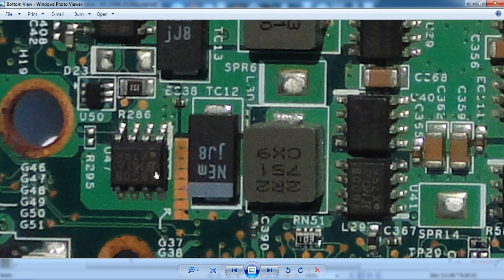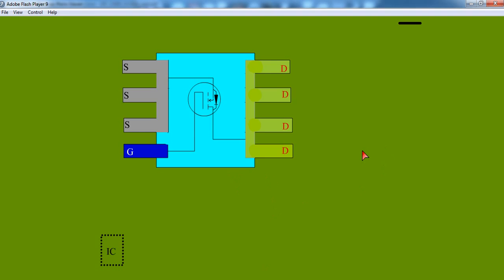This is your MOSFET. Here is the dot, you can see closely. So this is pin number 1, pin number 2, pin number 3. These 3 are source. This is separate, on a separate pad, the gate, and these 4 are the same. All the pins are connected internally.